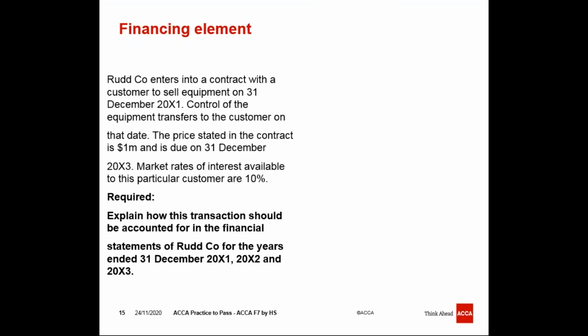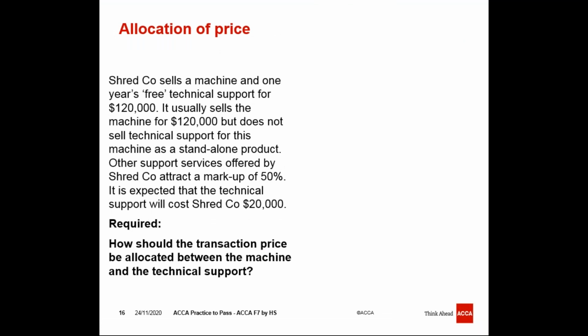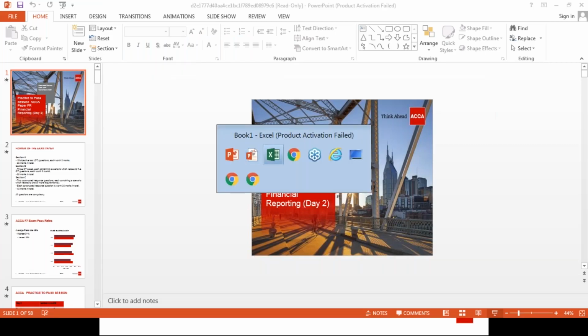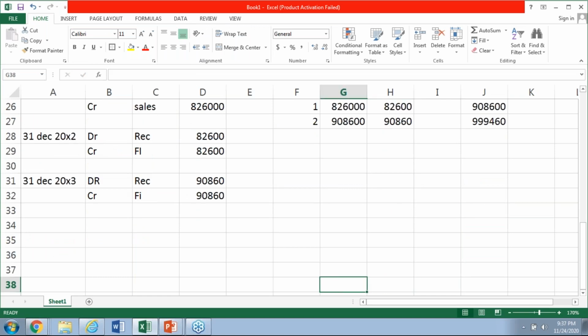I'm moving on towards the next concept. The next concept is the allocation of the transaction price. So how can we allocate the transaction price? I'm giving you an example here.